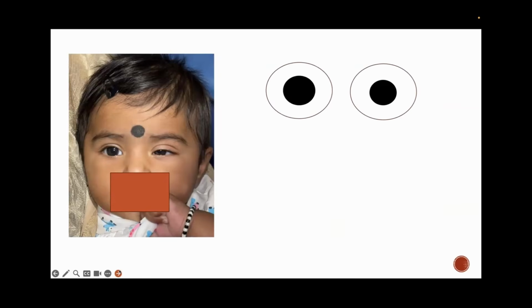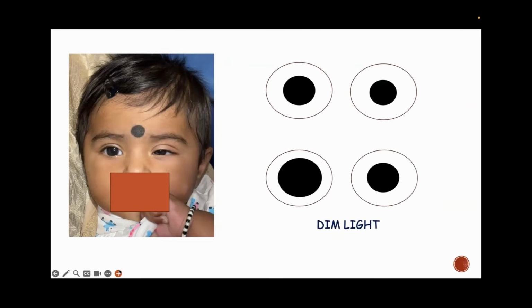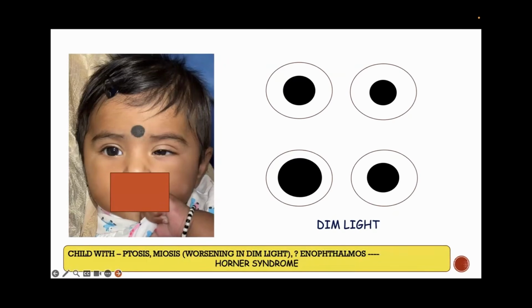There was a small amount of anisocoria, which could be dismissed as physiological. The moment I put the patient in dim light, this anisocoria actually worsened. So now what am I dealing with? I'm dealing with ptosis, some amount of miosis which is worsening in dim light, and a possibility of enophthalmos as well. This was actually a case of Horner syndrome.